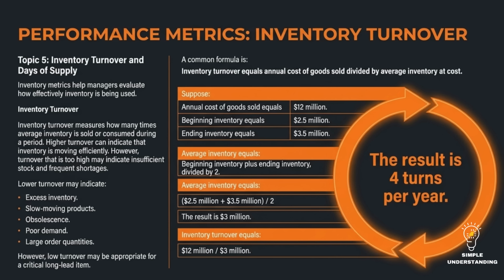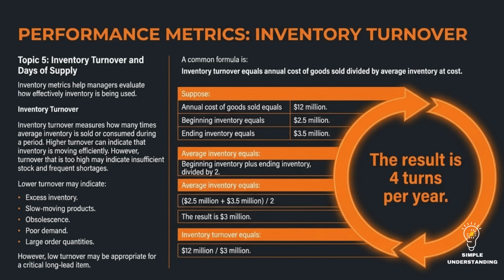Suppose annual cost of goods sold equals $12 million. Beginning inventory equals $2.5 million. Ending inventory equals $3.5 million. Average inventory equals beginning inventory plus ending inventory divided by 2. Average inventory equals $2.5 million plus $3.5 million divided by 2. The result is $3 million. Inventory turnover equals $12 million divided by $3 million. The result is 4 turns per year.